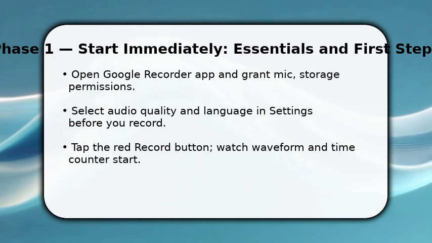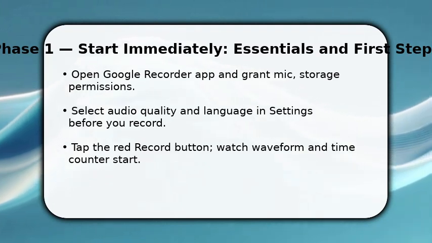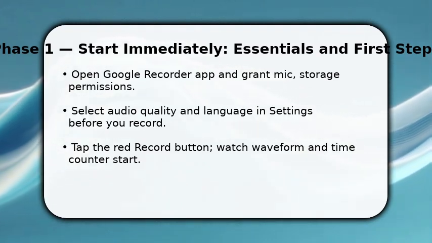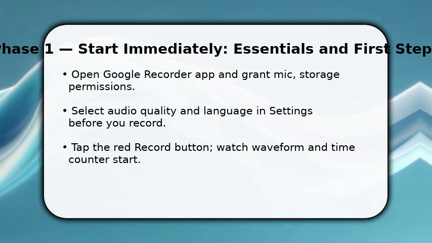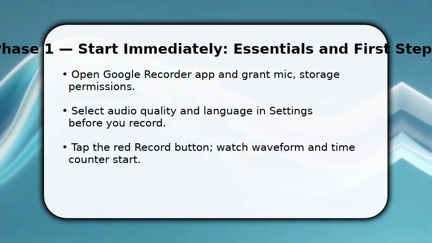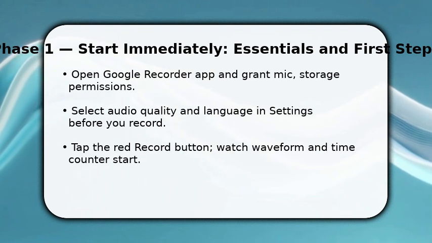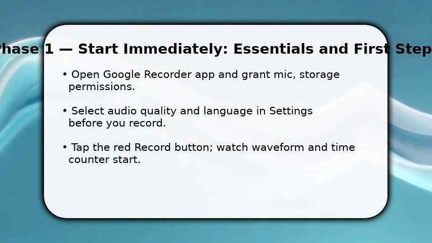You start by opening Google Recorder and granting mic and storage permissions so the app can capture and save files. Choose recording language and quality in settings. This matters for transcription accuracy, then return to the main screen.